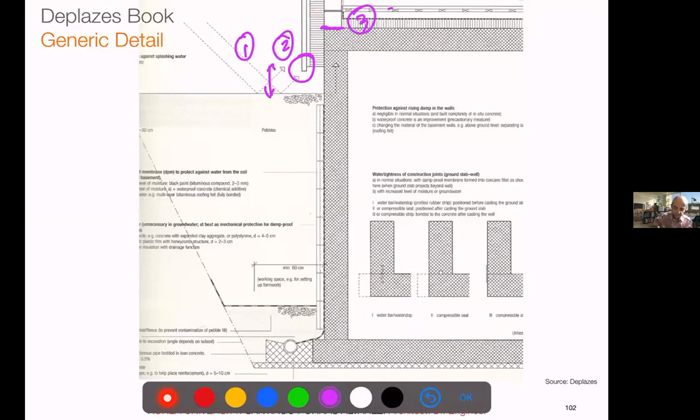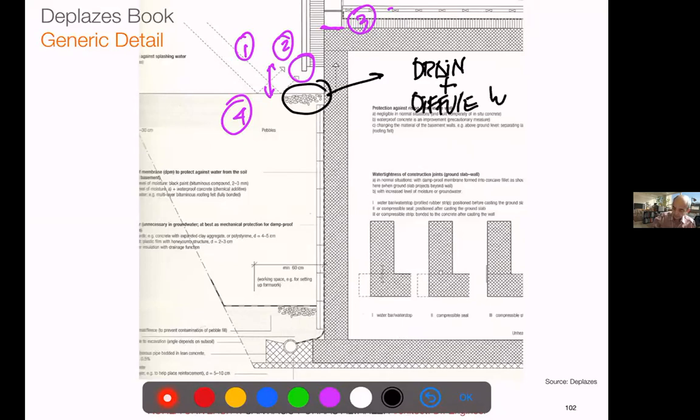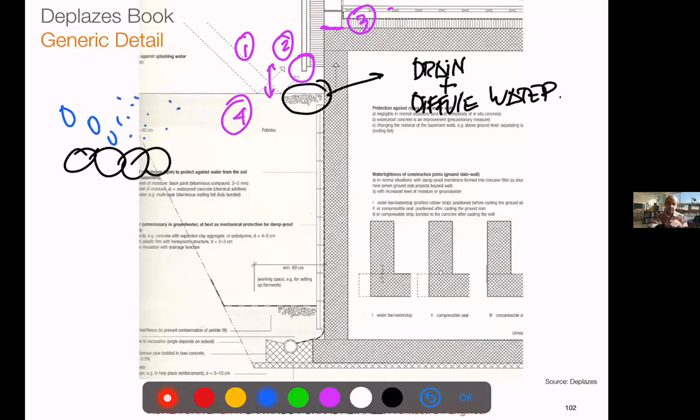Then we have number 4, which is this gravel, which helps to drain, but also to diffuse water. So when the rain falls over the gravel, the drops are smashed into small spray, and they will not be so aggressive to the wall.